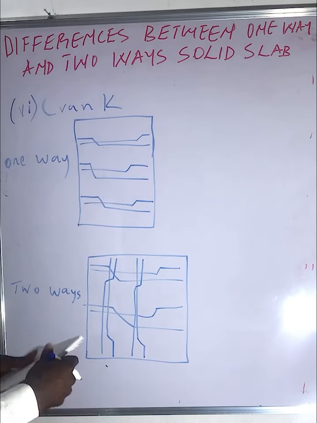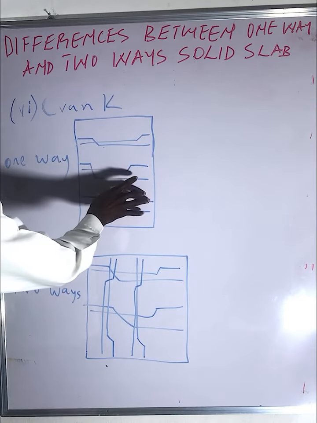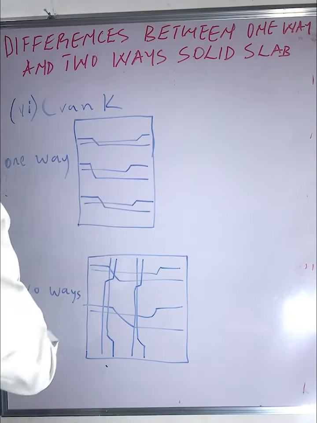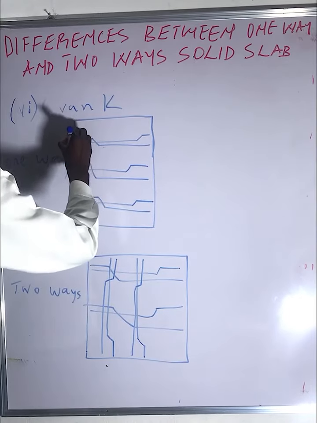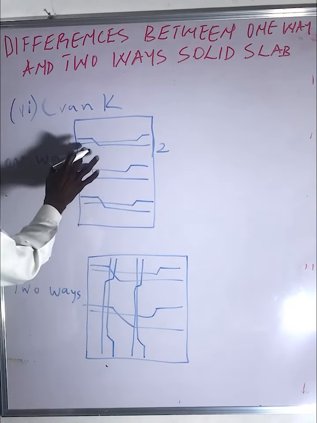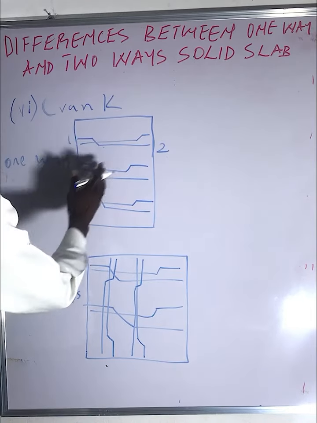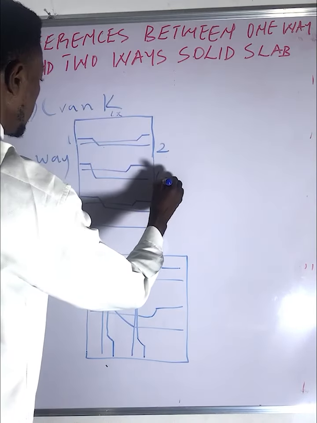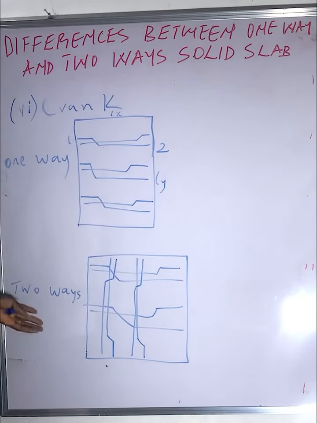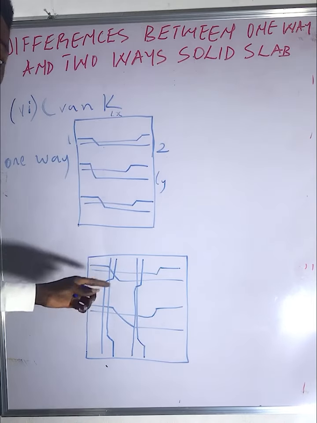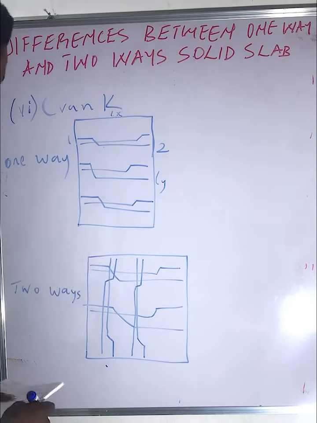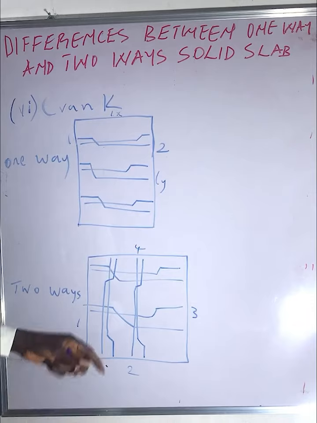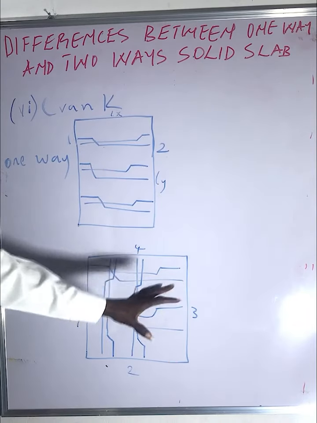For a one-way slab, you only crank on two directions. Direction 1, direction 2. You only provide your crank on two directions. This is your LS, LY. That's for one way. While for two ways, you provide your cranks on four directions: 1, 2, 3, 4. You provide your crank on all four directions.